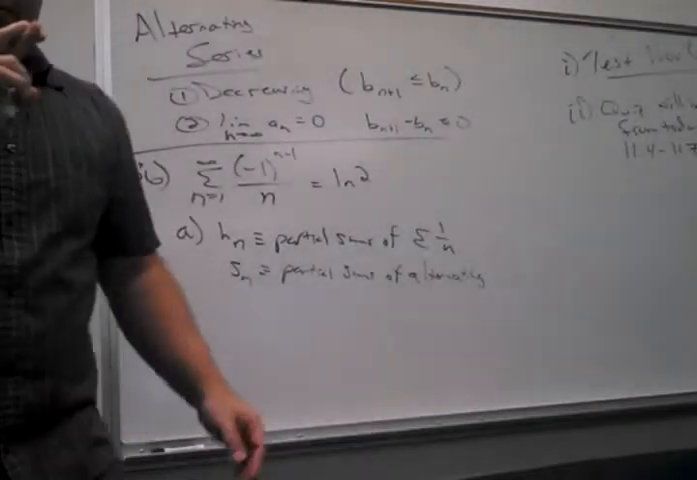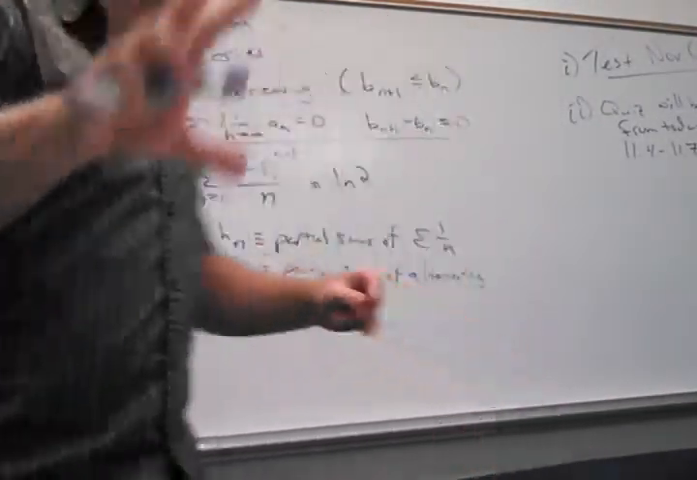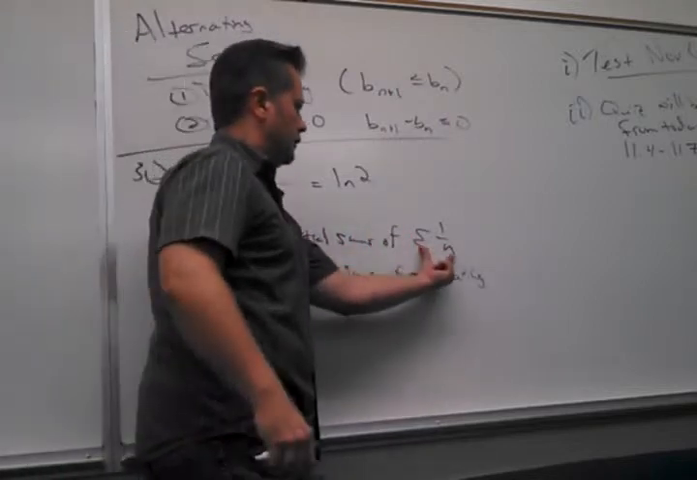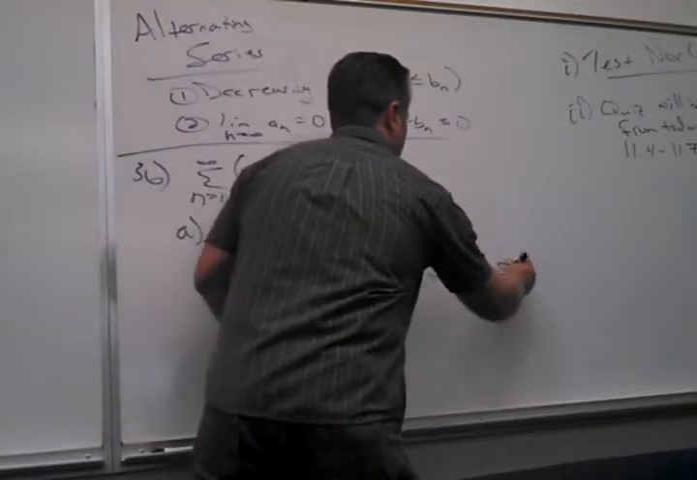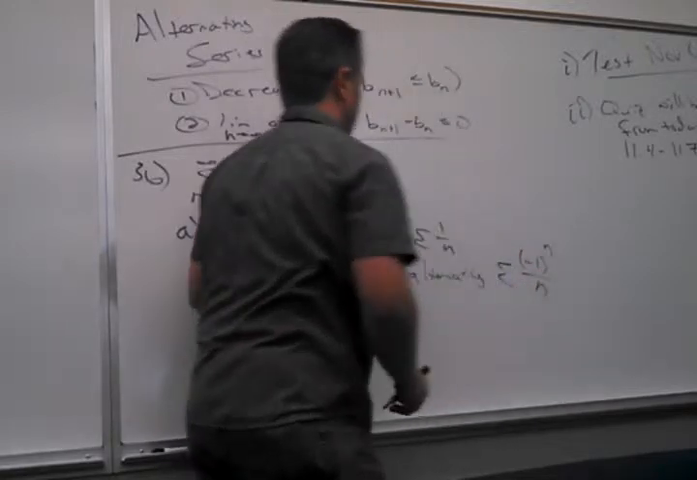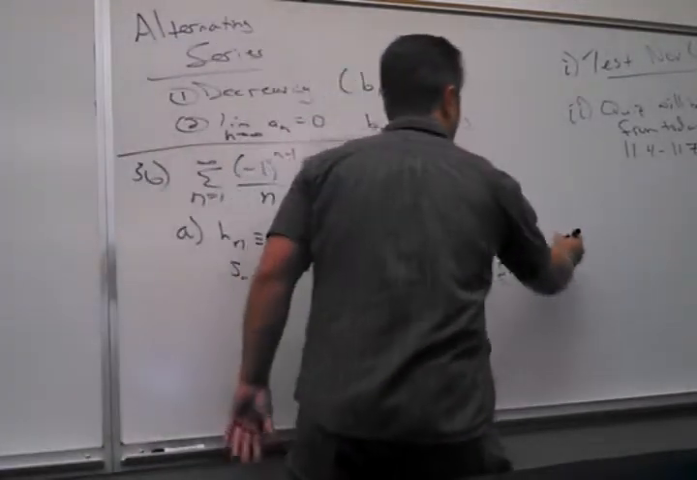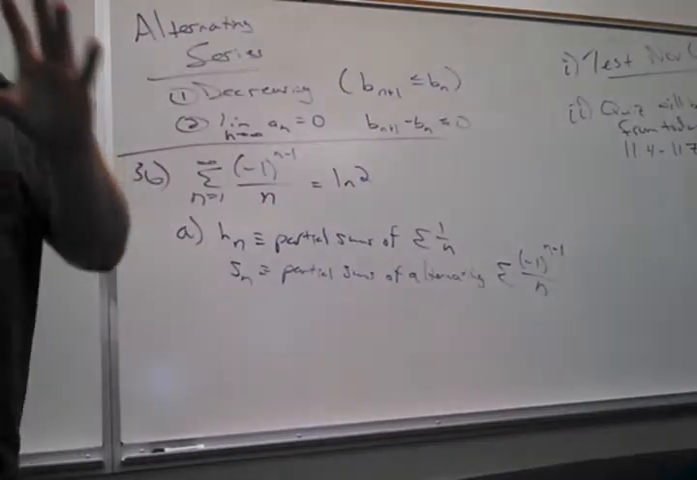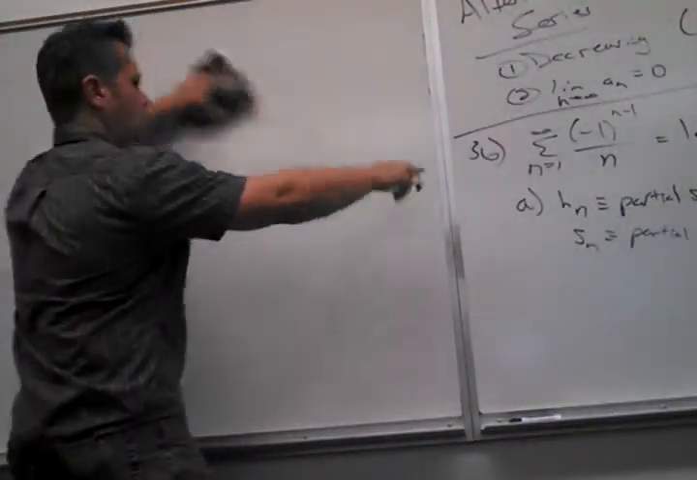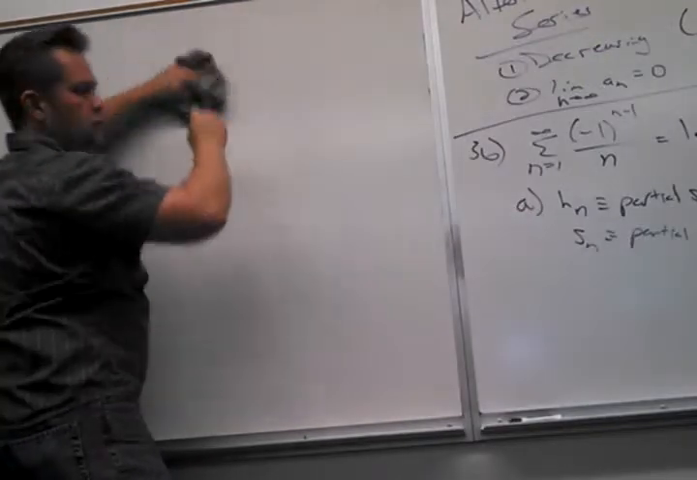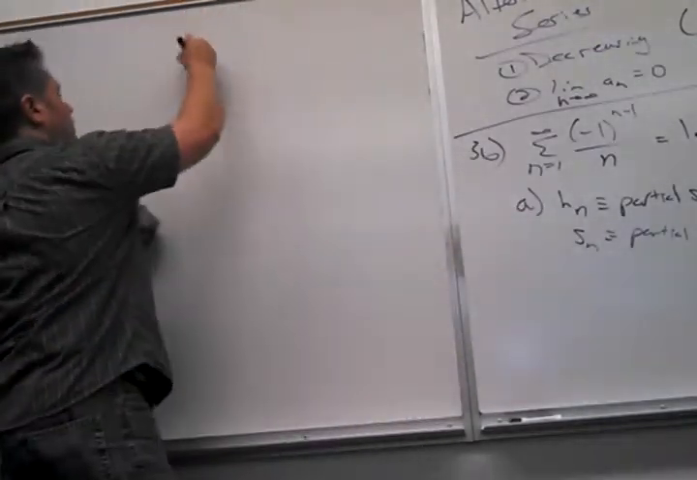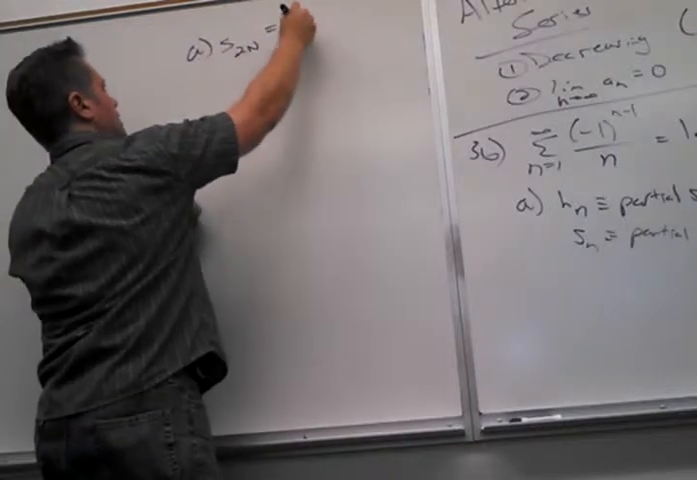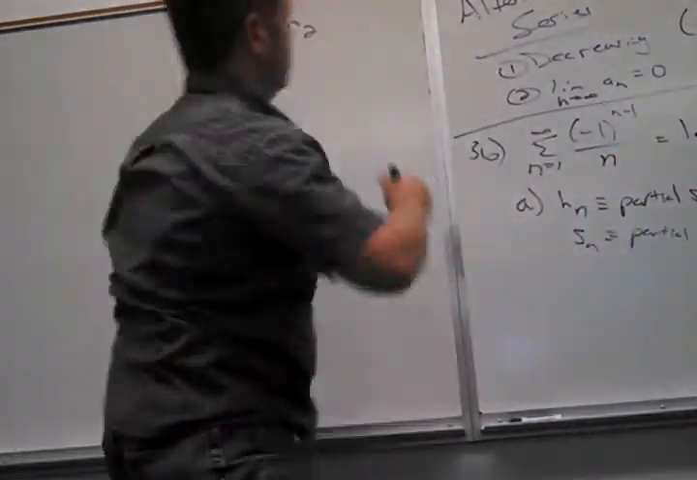Okay, so this one is talking about partial sums. Hn is the partial sums of this. Sn is the partial sums of the alternating version of this. And I guess I mean the form they give. So part A is a little bit freaky. Part A says show that all the even partial sums of this guy is equal to this here.